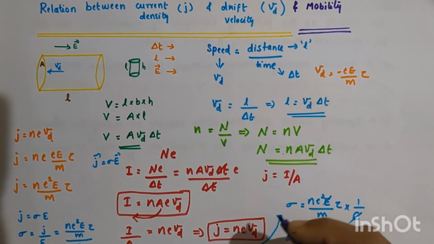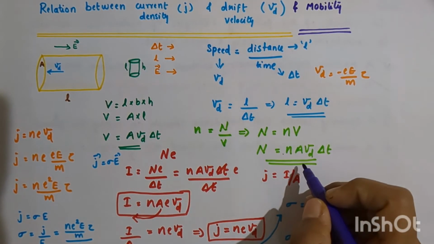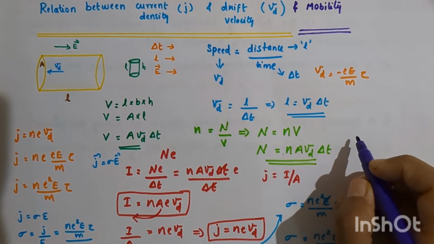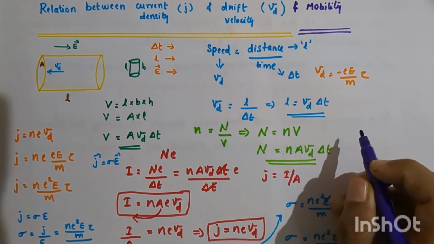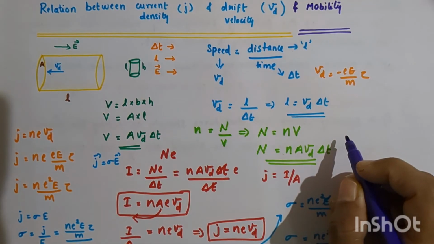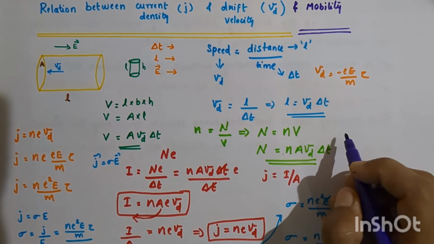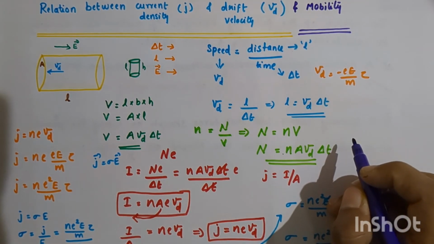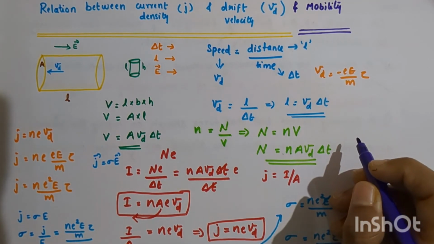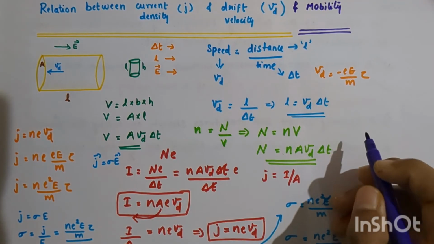Now let us see what is mobility. We know that conductivity arises from the mobile charge carriers. Mobile charge carriers means the charges which are able to move freely. In metals, they are the electrons. In ionized gas, they are the electrons and positive ions. In an electrolyte, they are the positive and negative ions.